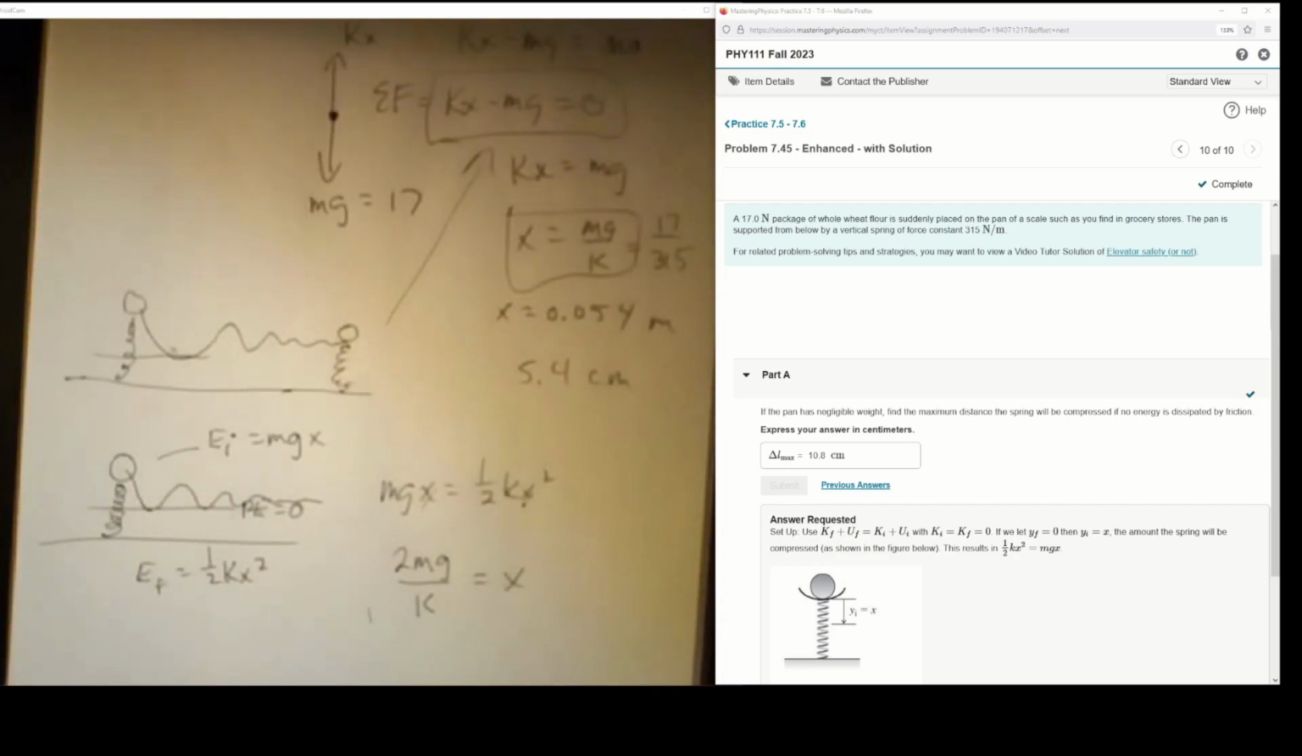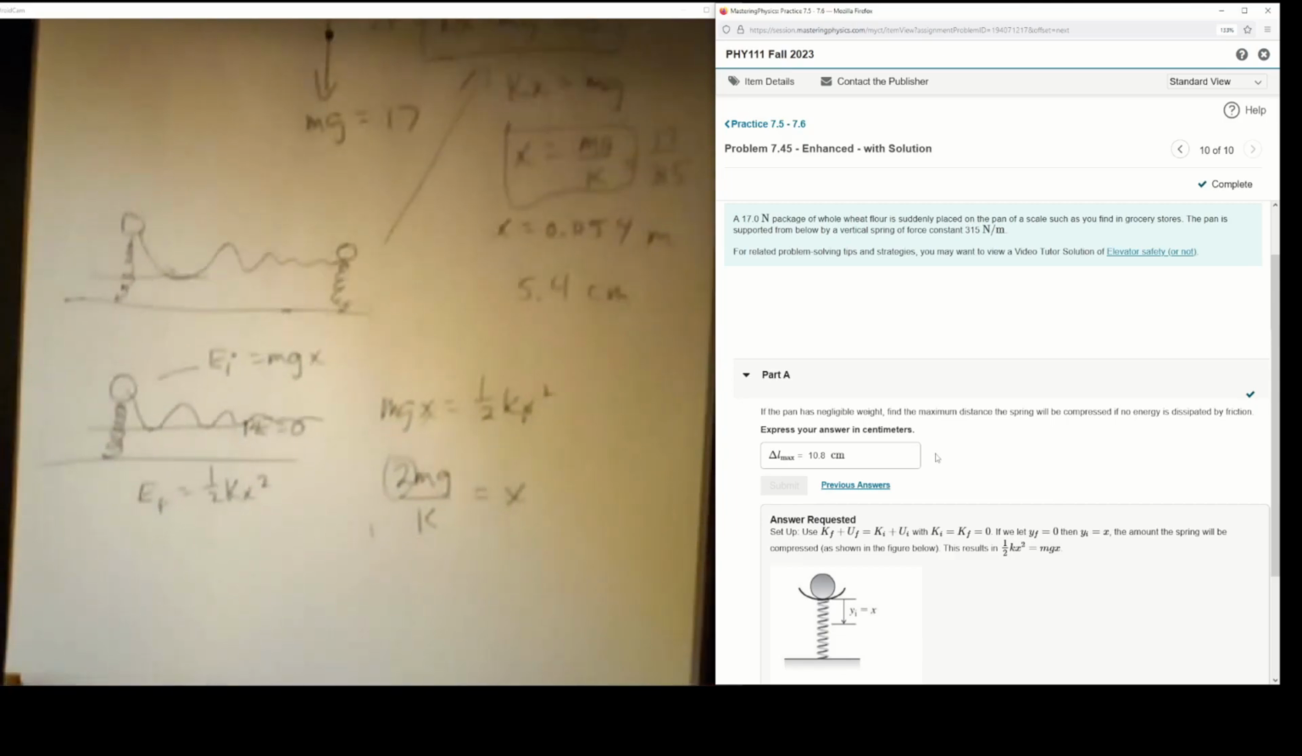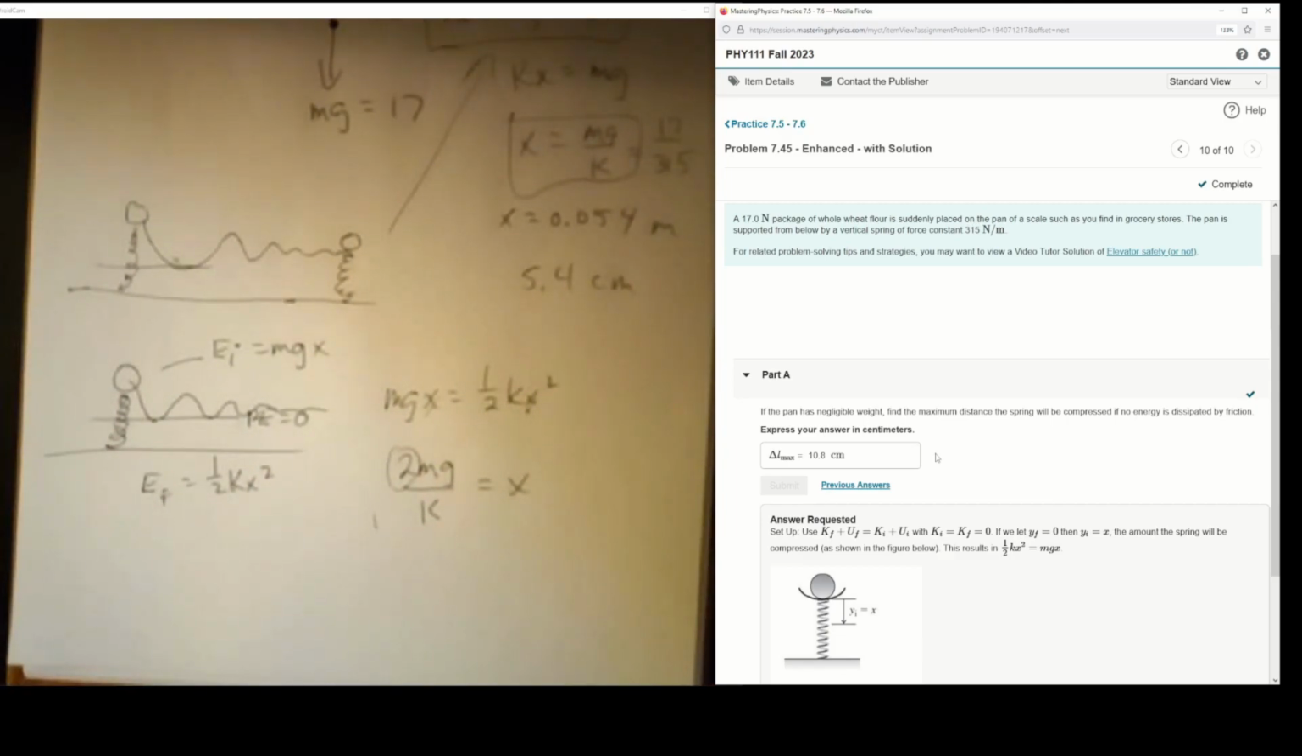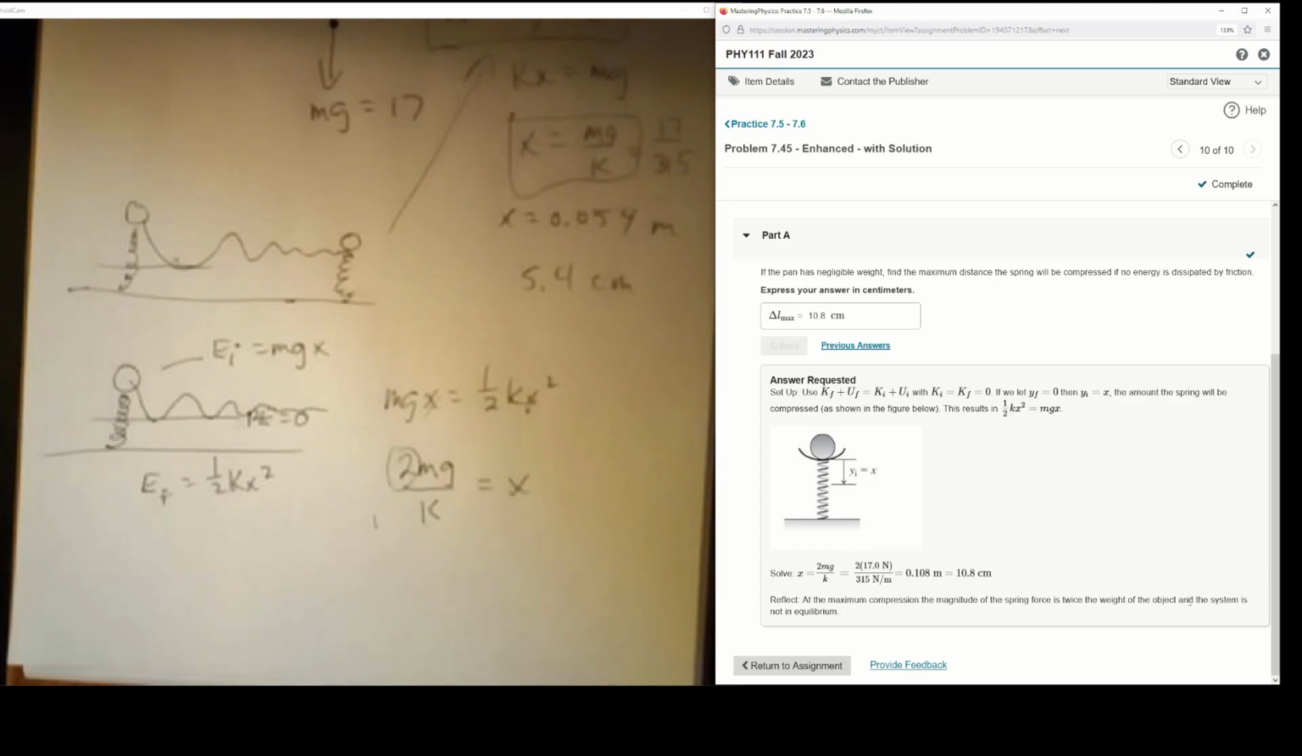And so my answer was 5.4. They have 10.8 because that is going to be twice the value, which comes from that 2 right here. So that was my mistake. I did assume it was in equilibrium when they didn't want that. And if you actually read to the bottom here, they do say the system is not in equilibrium. So that was my error to assume that.